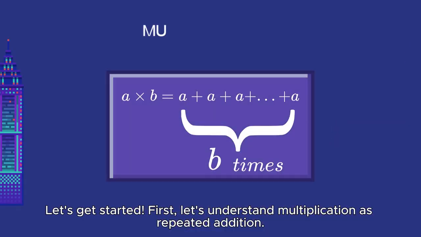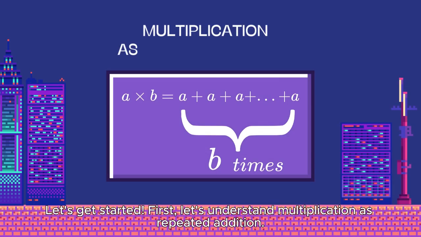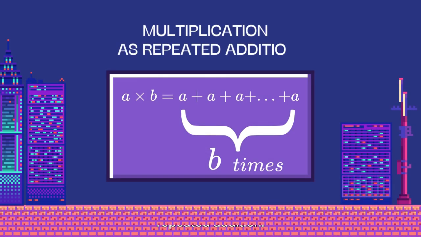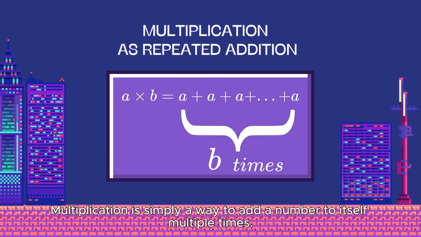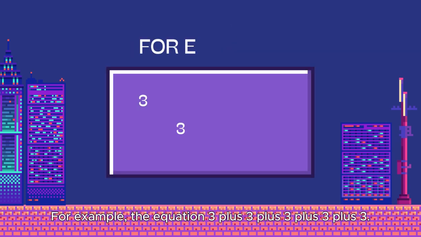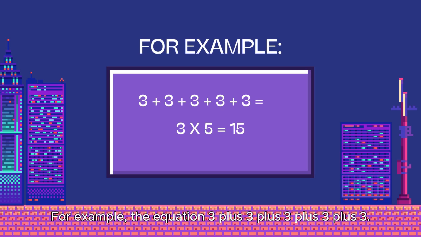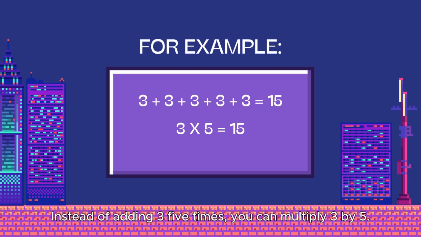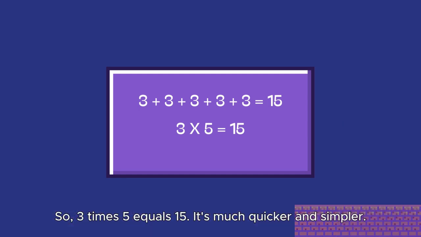Let's get started. First, let's understand multiplication as repeated addition. Multiplication is simply a way to add a number to itself multiple times. For example, the equation 3 plus 3 plus 3 plus 3 plus 3. Instead of adding 3 5 times, you can multiply 3 by 5. So 3 times 5 equals 15. It's much quicker and simpler.